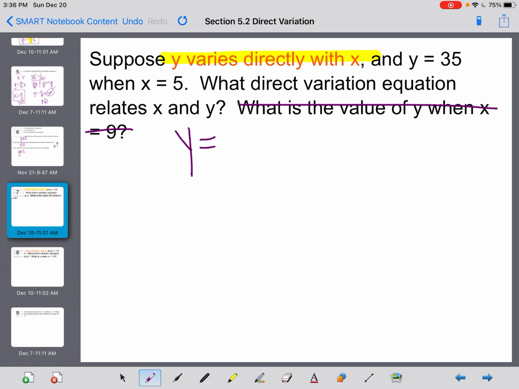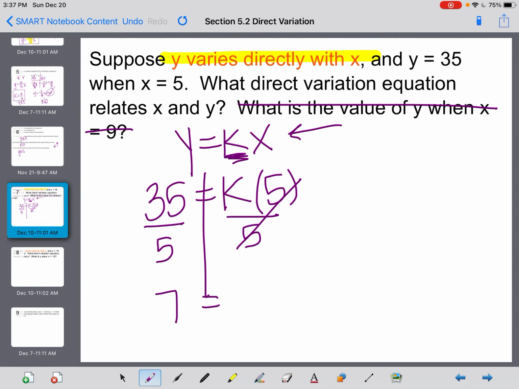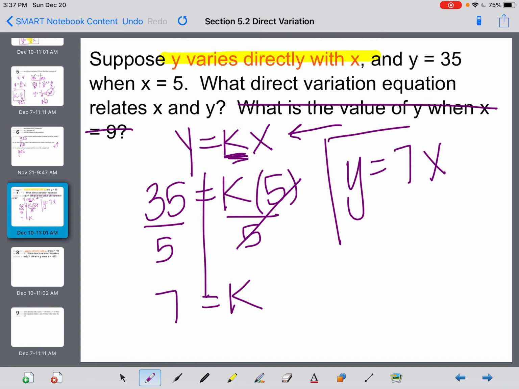Okay, so we know it has to look like y equals kx. They told us that y is 35 and x is 5. Okay, so we're going to fill those in. That's not our equation. Our equation has to look like this with only the k filled in. We have to have the constant of variation filled in. So what we're going to do is we're going to divide by 5 to get that k by itself. And we're going to figure out that our constant of variation is 7. So the equation that goes for this direct variation is y equals 7x.